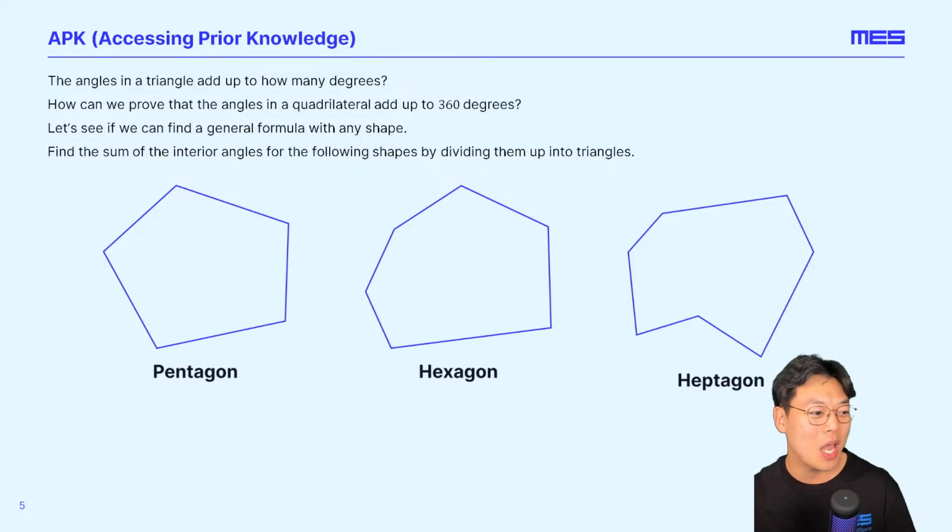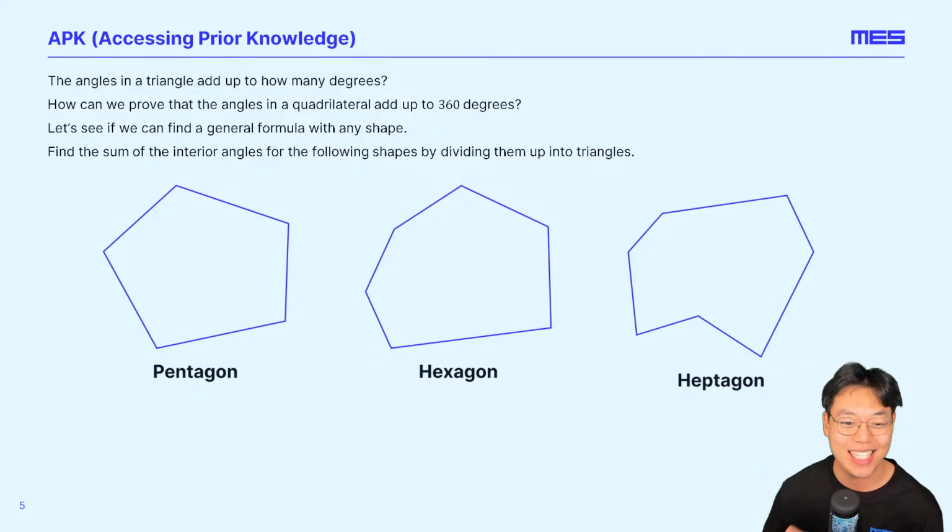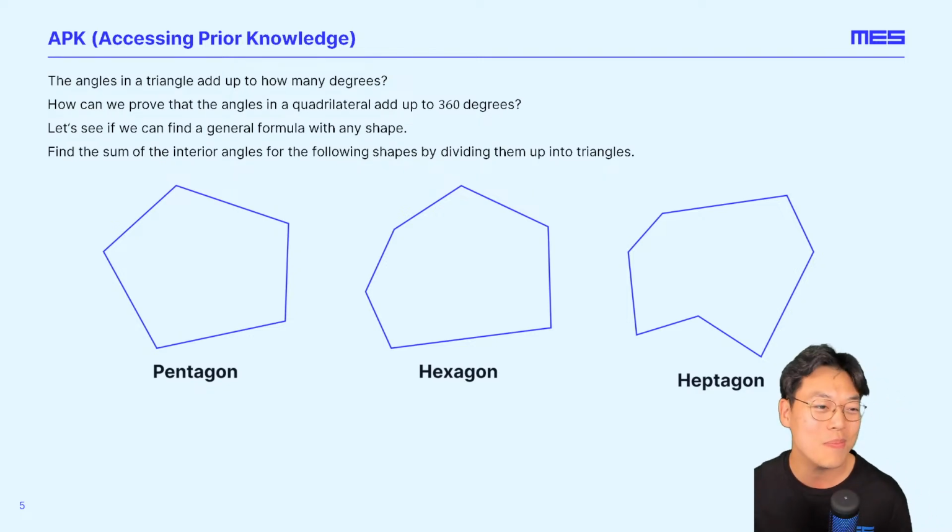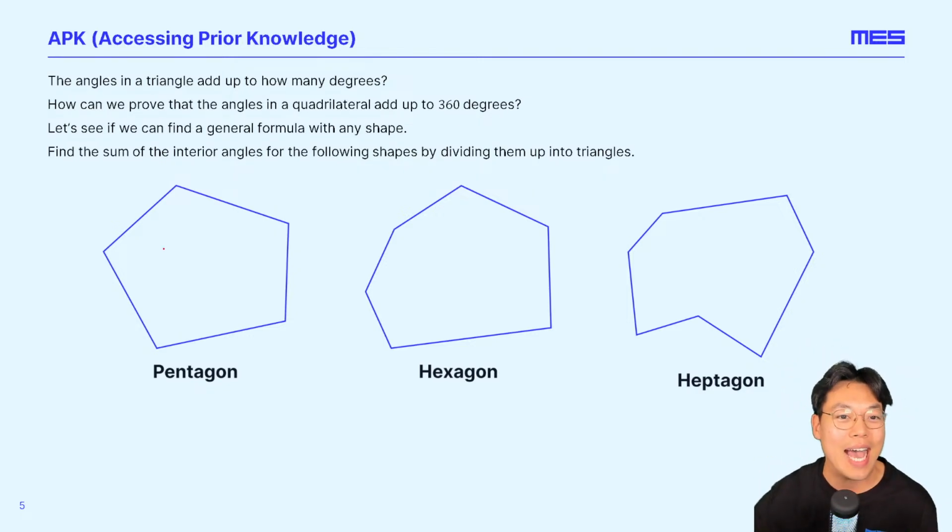Even if you've heard of this topic before, I can almost guarantee that the challenging problems that I put in at the end of every lesson will be challenging for you as well, even if you've learned this before. So let's take a look. Here's the APK. The angles in a triangle add up to how many degrees? In the chat. The three angles in a triangle add up to how many degrees? Let me know in the chat.